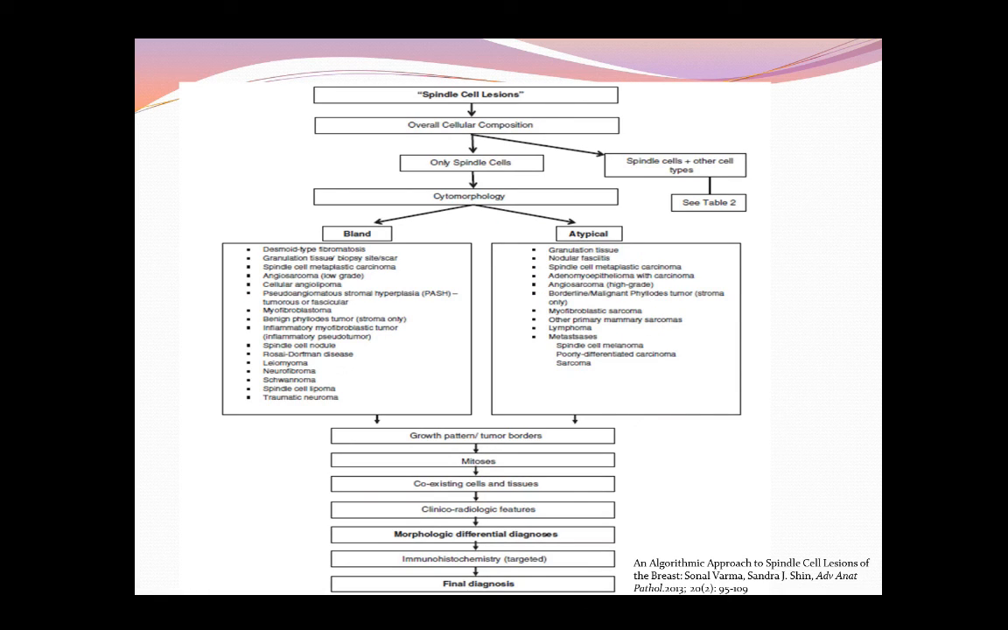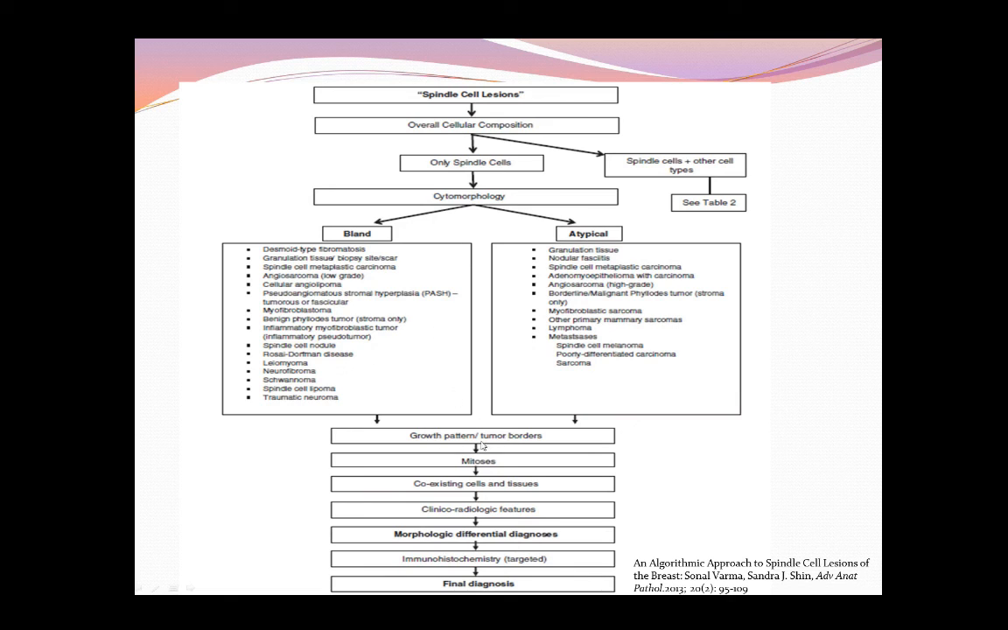This is an algorithm. It's a busy slide, but I'll just go over it. Whenever there is a spindle cell lesion, look at the overall cellular composition, whether it's composed of only spindle cells or spindle cells with some other cell type, and this we will see in the next slide. With only spindle cells, look at the cytomorphology, whether it's bland or atypical. The bland has its own morphology and differentials, and atypical has its own, but they can overlap.